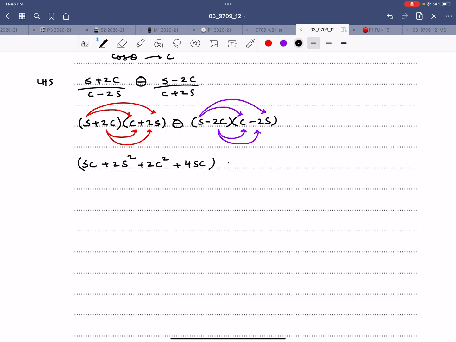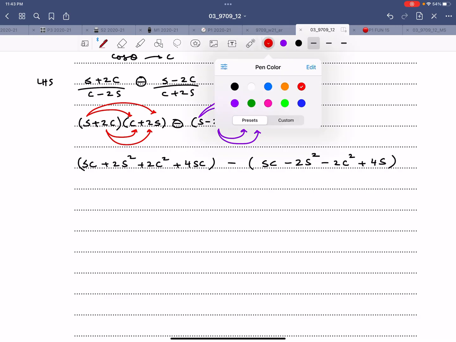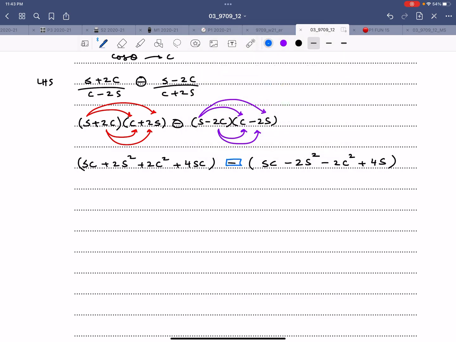S into C, SC. S into minus 2S, minus 2S square. Minus 2C into C, minus 2C square. Minus 2C into minus 2S, that is plus 4SC. Now focus on the minus sign. Let me do one correction, there was a C missing. So this is SC, 4SC, SC, 4SC. Because of the minus sign, this all disappears. 2S square, 2S square, that is 4S square. And 2C square, 2C square, that is 4C square. And this comes out to be 4 multiplied by 1, which is 4.